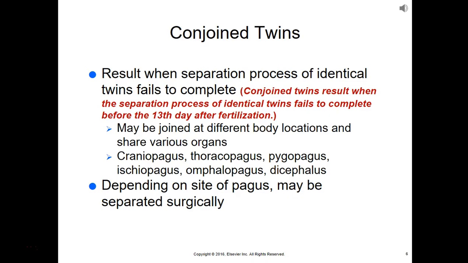They may be joined at different body locations and could share various organs. There are different types of conjoined twins, and those are listed for you here. And depending on the site of fusion, or where they're joined, they may be separated surgically. So if you Google images of conjoined twins, there are all kinds of different conjoined twin stories that you can read. Some of them have happy endings, some of them are kind of sad though, so just be aware of that.